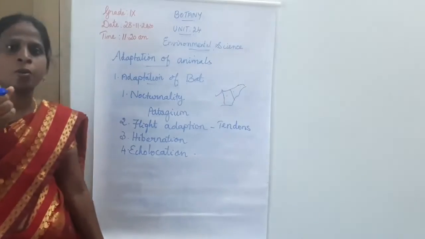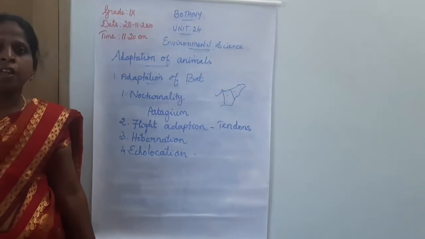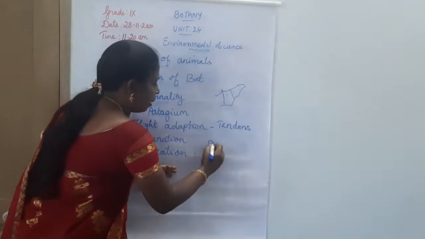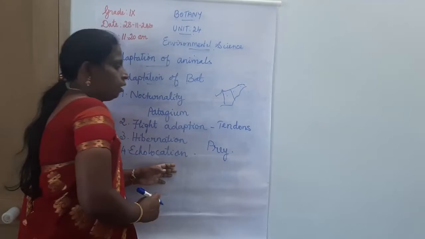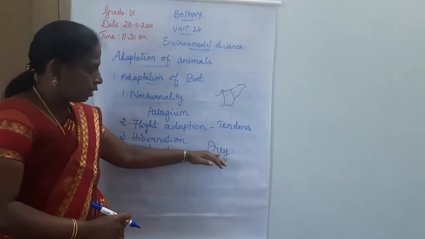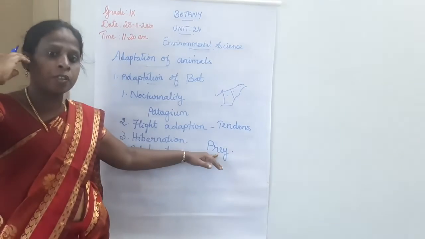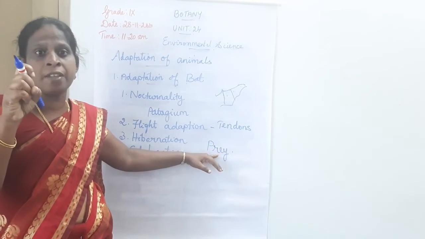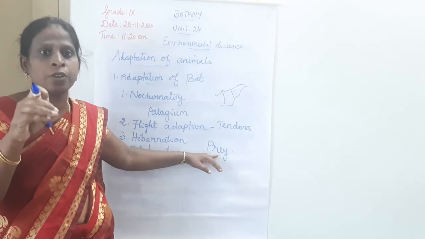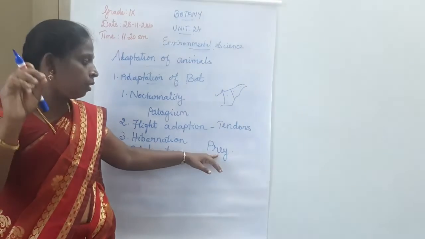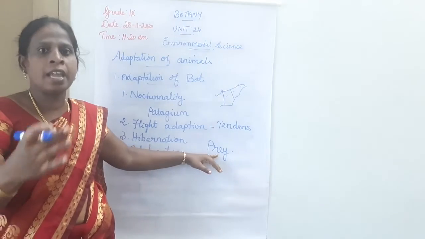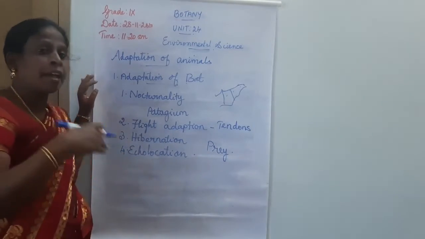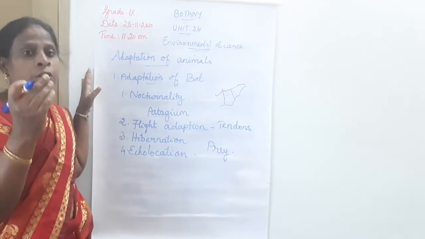When they make this sound, it reflects from the prey. What is prey? Food. It reflects from the prey and is again perceived by the ears. So they are making echoes. By these echoes they can find out where the food is located. In that way they are taking the food, by making high frequency ultrasonic sound.